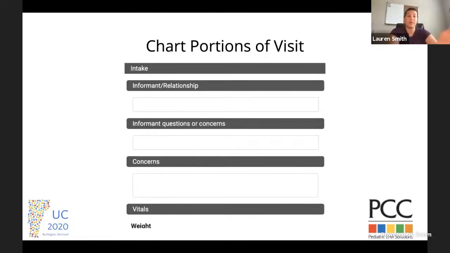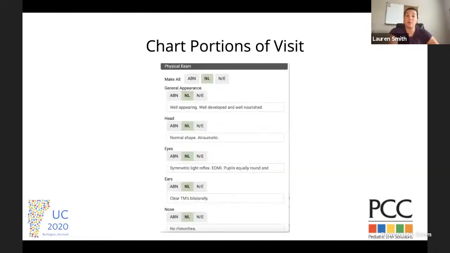So I have the concerns box. I can type the informant relationship. I can also type in the physical exam, and you do still have the same radio component functionality where you can make all normal. It will pull your auto notes. So all of that you have when you're charting in the EHR will be available in Pocket PCC as well.